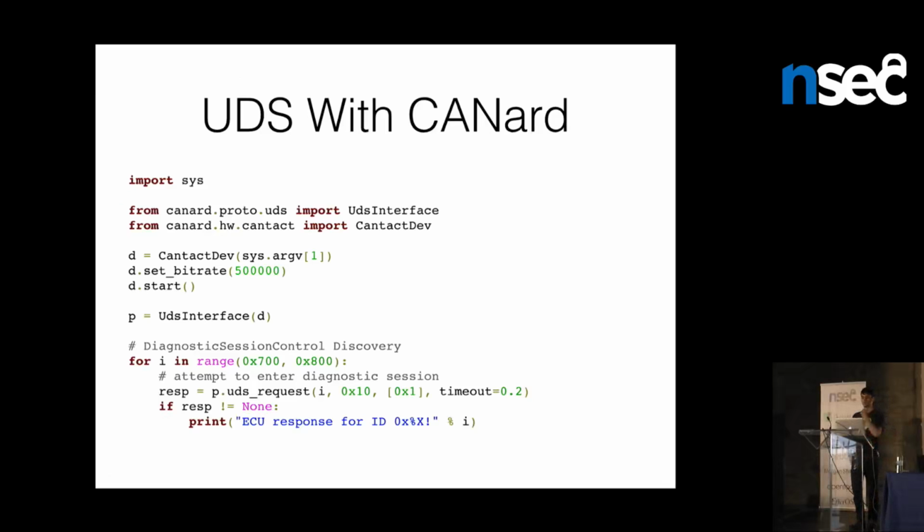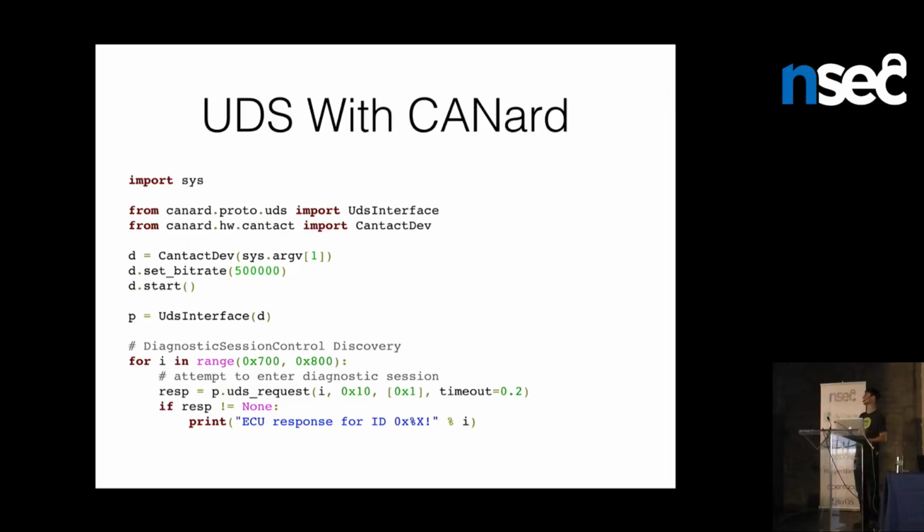And then we're going to create this UDS interface. This is going to essentially wrap around our device and just provide us with a request and response. Because all requests are initiated by the client, which is whatever's running this code, it makes it nice and easy because we can just say, hey, I want to make a request, and get a response.